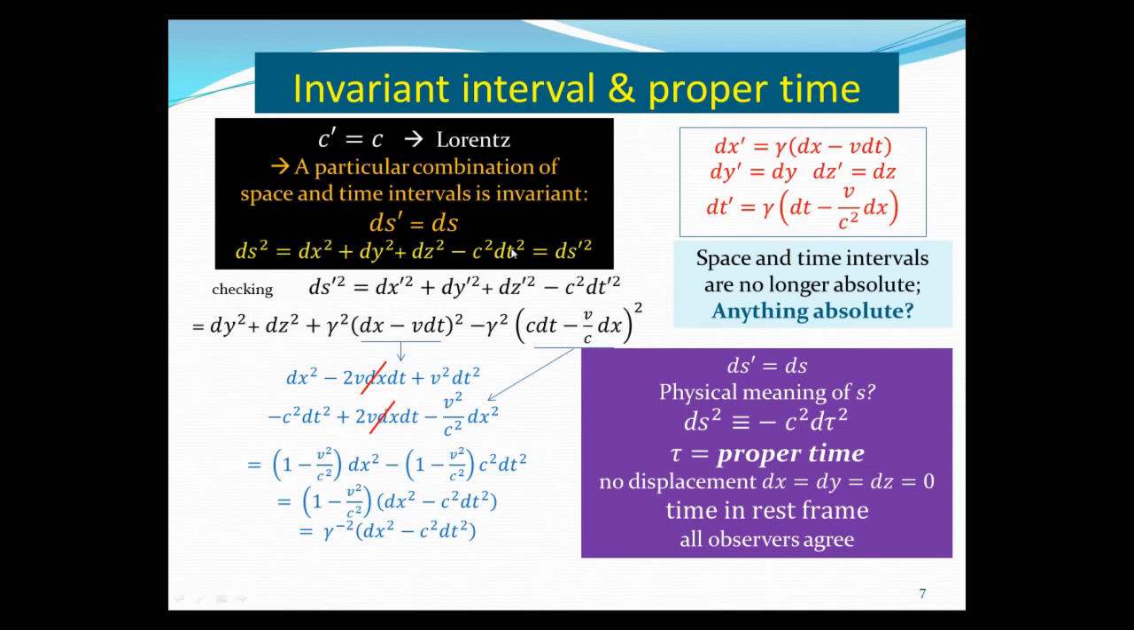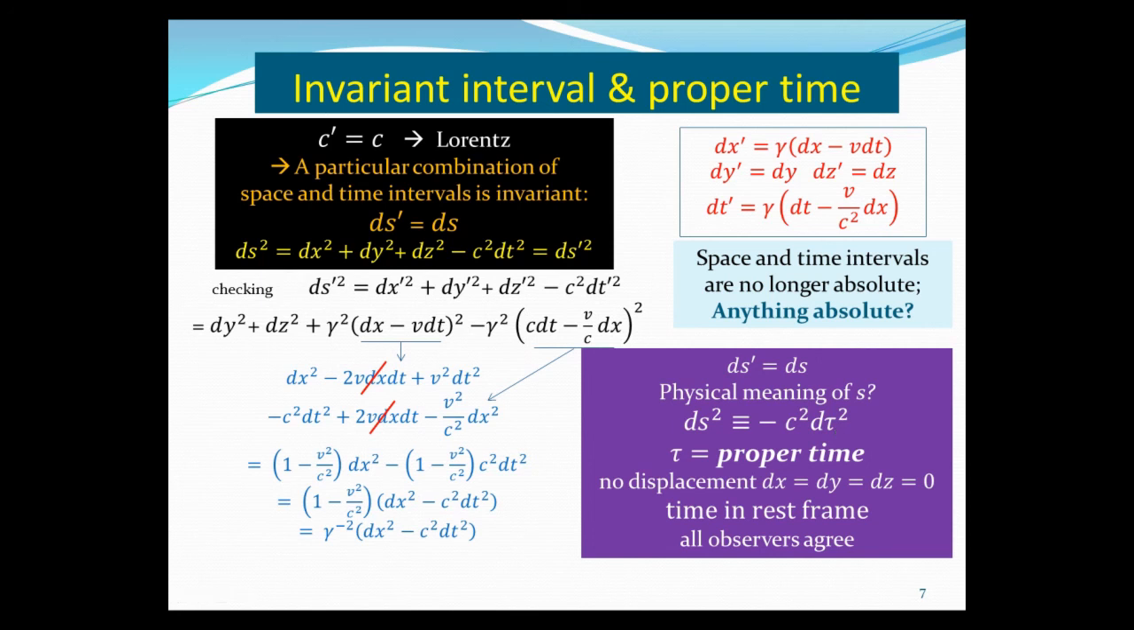So this combination, the space-time interval, is absolute. You wonder, why should something like this be absolute? What's this S? It turns out this S is directly related to something called proper time. Proper time is the name for the time measured in the rest frame of the clock. In the rest frame, of course, there's no displacement: dx, dy, dz all equal 0. So the displacement is gone, and it's just the time. Therefore ds squared is directly related to the proper time in the rest frame.